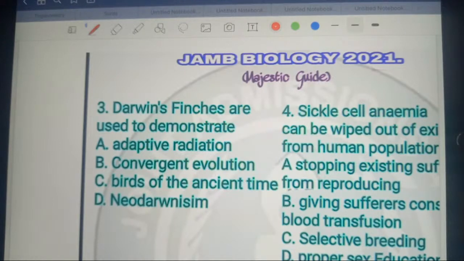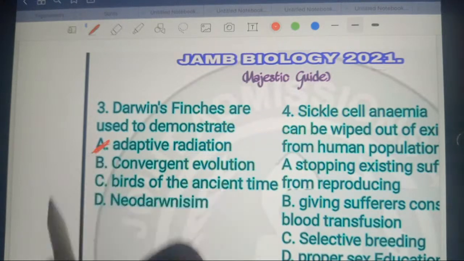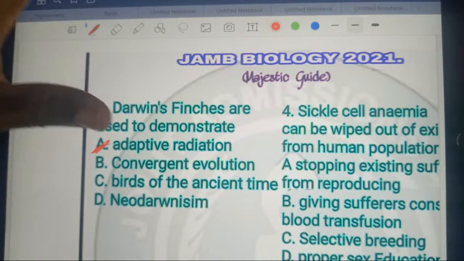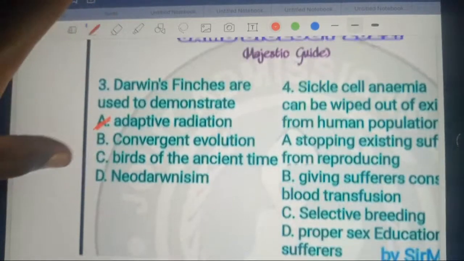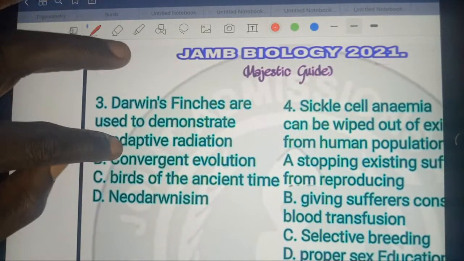So looking at the options, the correct option there is option A. Adaptive radiation is the answer. Darwin's finches are used to demonstrate adaptive radiation. Remember, this provided strong evidence to support Darwin's theory of evolution based on natural selection, collectively with Alfred Russel Wallace. So we move over to question number 4.